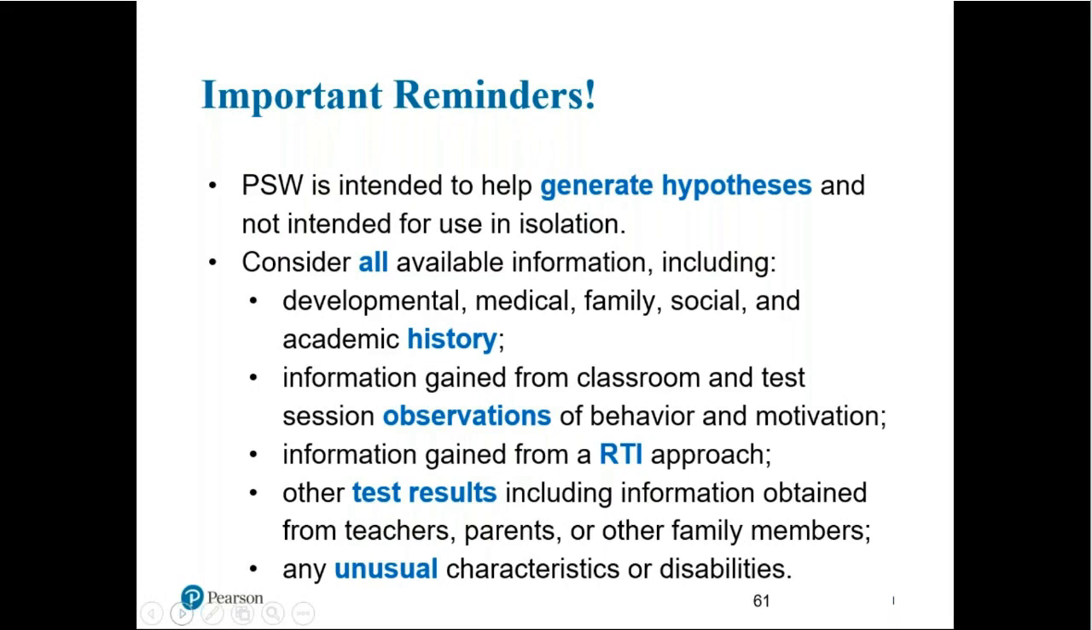We do want to make sure that we're considering all the information, including their history, the types of observations, any information we can gain from RTI. So if the child hasn't gone through any intervention, we actually can't make the diagnosis according to DSM. Any other test results, any other information from teachers or parents, other family members, school reports, etc. And any unusual characteristics or disabilities, so comorbid disabilities in particular.